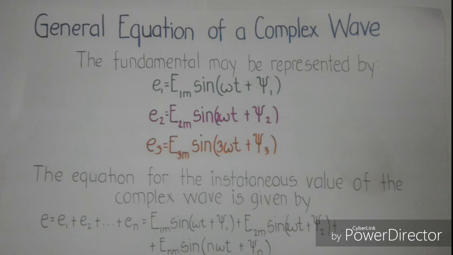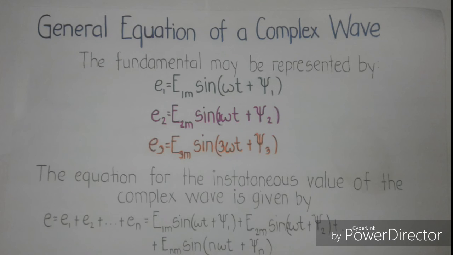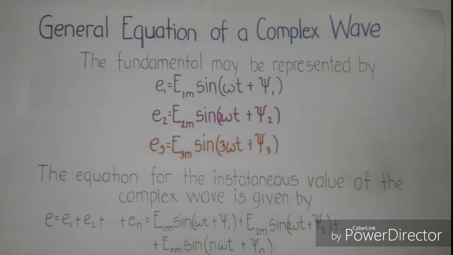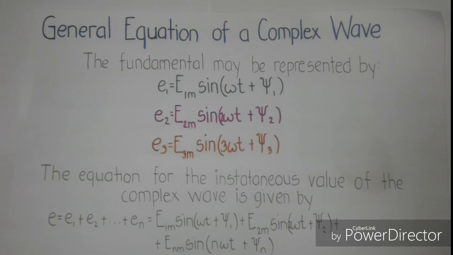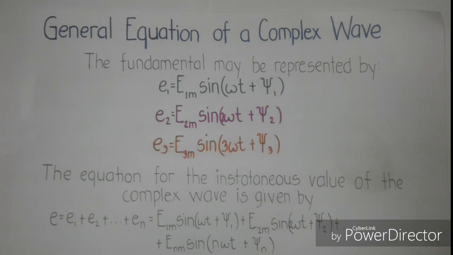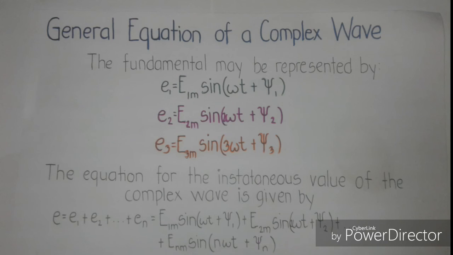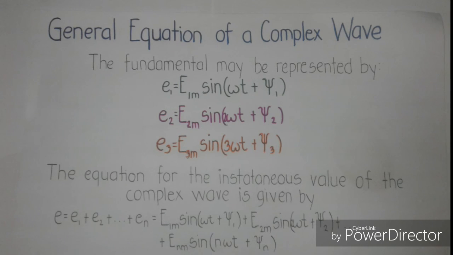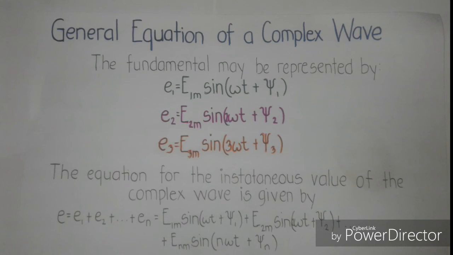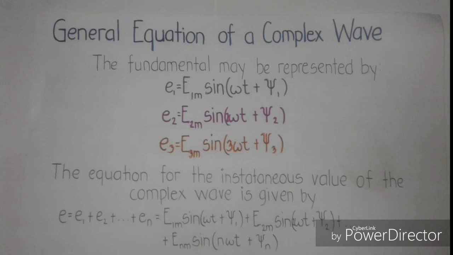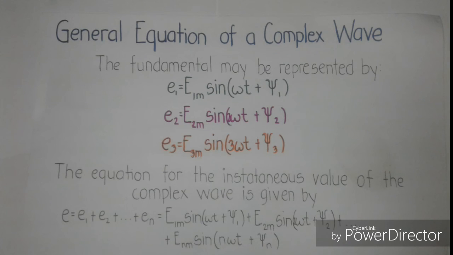E sub 1m, E sub 2m, and E sub nm denote the maximum values or the amplitudes of the fundamental, second harmonic, and nth harmonic. Psi sub 1, psi sub 2, and psi sub 3 represent the phase differences with respect to the complex wave, or the angle between the zero of the complex wave and the corresponding zero value of the harmonic. The number of terms in series depends on the shape of the complex wave. In relatively simple waves, the number of terms in series would be less, in others would be more.